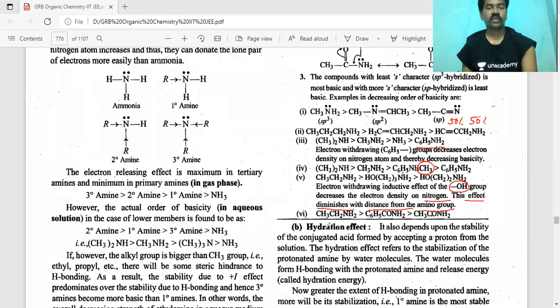So this one, CH3CH2NH2, will be more basic because the ethyl group is directly attached to NH2, and here a phenyl group is present. So that is very important. Here resonance will take place, since a carbonyl group is present. So that is why this is the basic nature. The next one is what? Hydration effect.